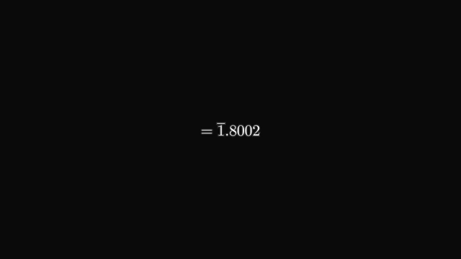Let x be the original number. Then log x equals bar 1.8002. To convert back, remember the Antilog rule. If log b equals c, then 10 to the power c equals b. So x equals 10 to the power bar 1.8002.